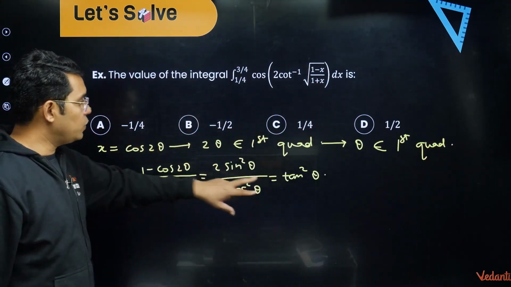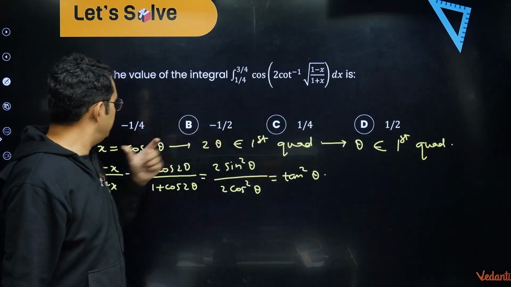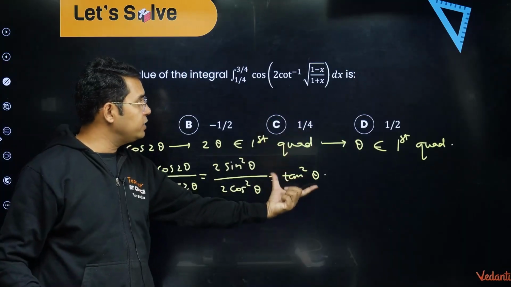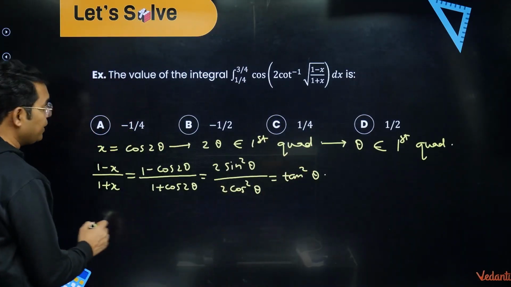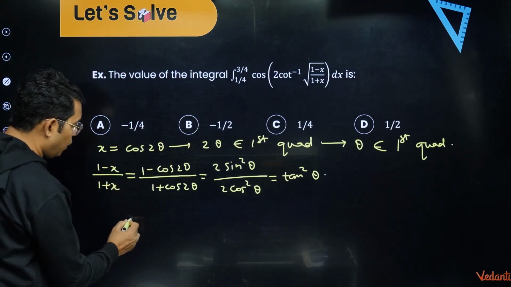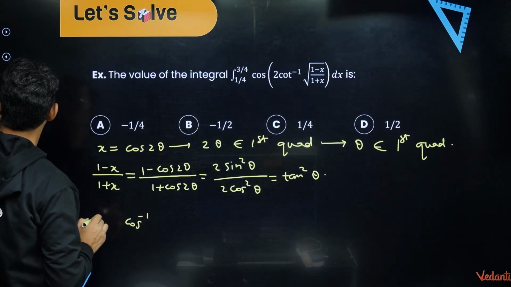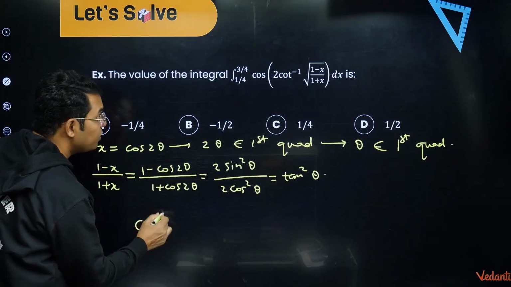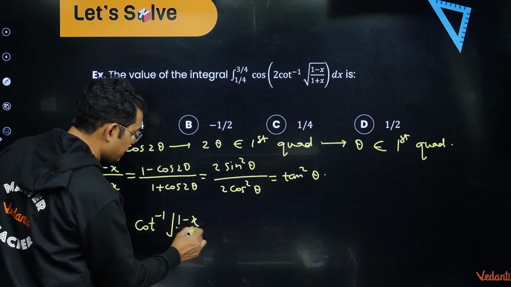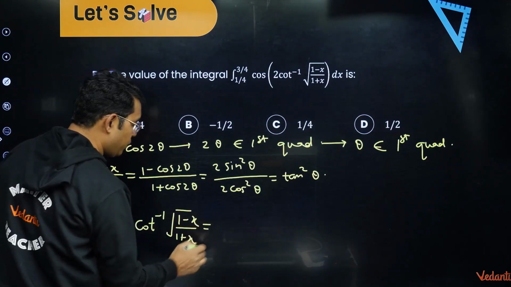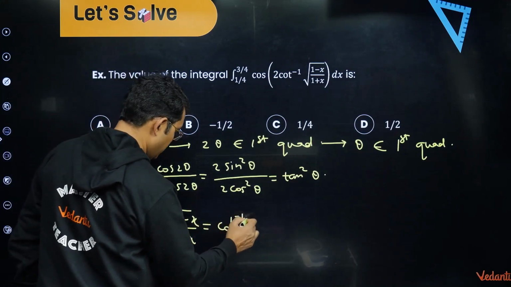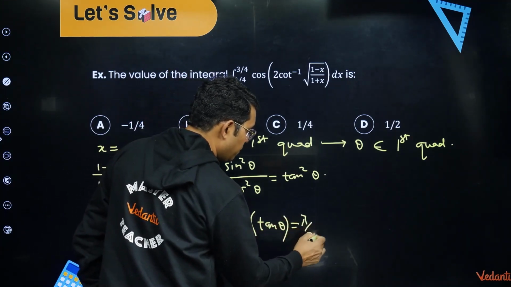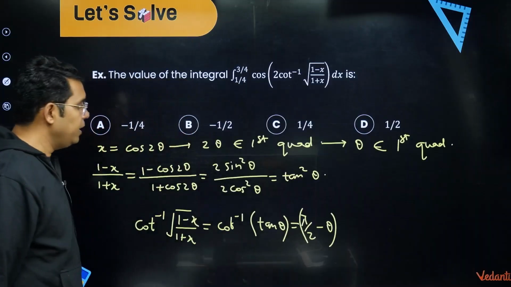So if theta is in first quadrant, tan theta will be positive, and because this thing is written inside under root, we would need to apply mod. Under root of tan square theta will give you mod tan theta, so cot inverse of under root of 1 minus x upon 1 plus x will be equal to cot inverse tan theta, and I can write this as pi by 2 minus theta.